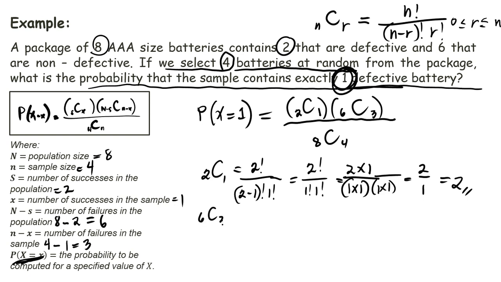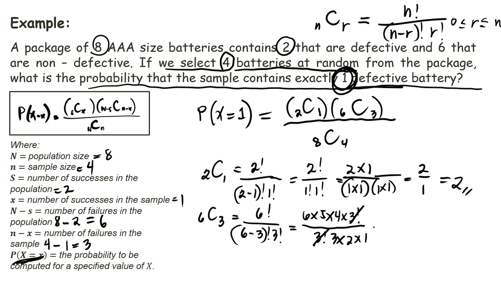Next, 6C3 naman. 6C3, that is 6 factorial, divide by 6 minus 3 factorial, 3 factorial. So that is 6 factorial po, which is 6 times 5 times 4 times 3 factorial over 6 minus 3, 3 factorial. So cancel na to. May 3 factorial pa, so that is 3 times 2 times 1. So kapag may nag-multiply yan, 6 times 5 times 4, that is 120, divided by 3 times 2 times 1, that is 6. So 120 divided by 6, we have 20.